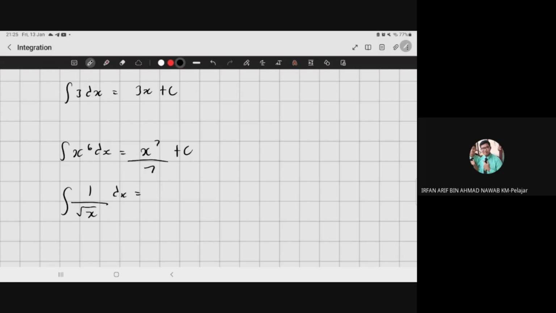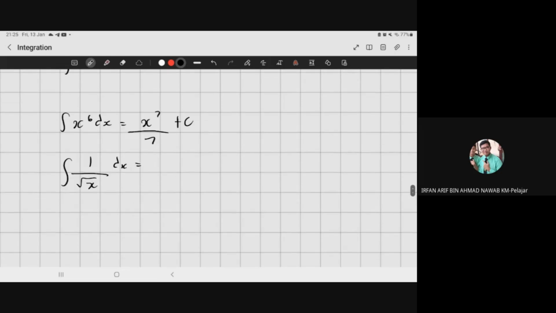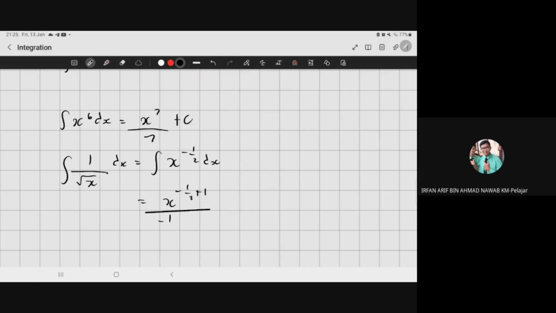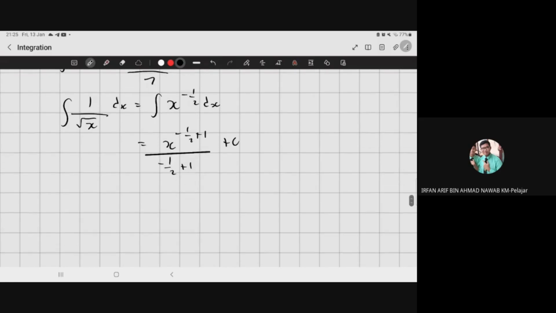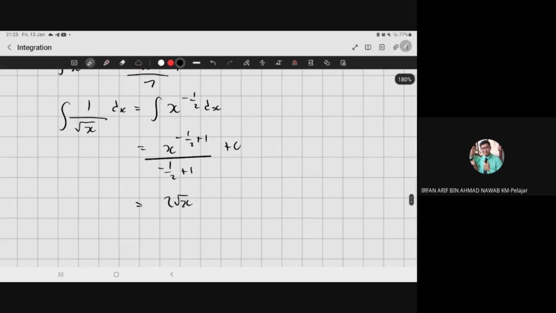First you change it by using one of the laws for exponents. I don't remember the name, but you make the power a negative power. So integrate x to the power of negative 1 over 2 dx. And then apply the fourth rule, and you'll get x to the power of negative 1 over 2 plus 1, over negative 1 over 2 plus 1, plus c. And then you should get 2 square root of x plus c.